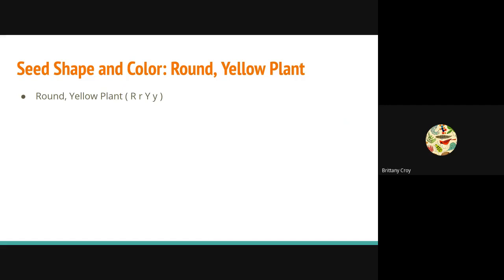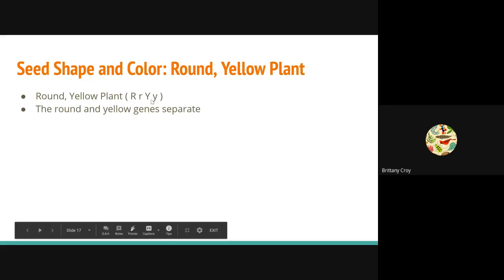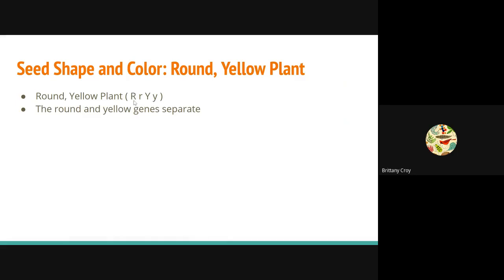So, using my same example here of a round yellow plant, independent assortment says that the round and yellow genes are going to separate independently. And what do I mean by that? This R over here could get paired up with either Y. So you could have the capital R going with the capital Y. That could be one possible gamete. Or you could have the capital R going with the lowercase y. There's another gamete for you. And this other allele right here can go with any Y. So you could have little r and big Y, or you can have little r and little y. So all four of these are possible gamete combinations.